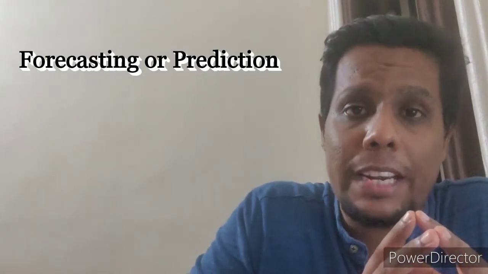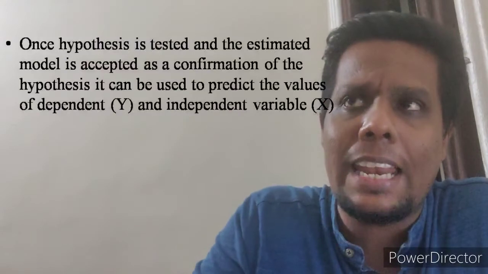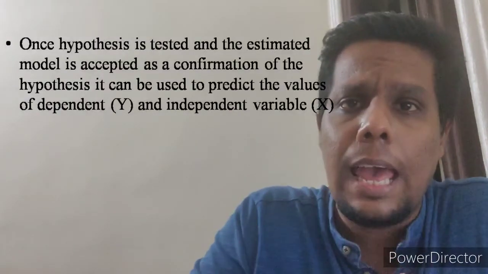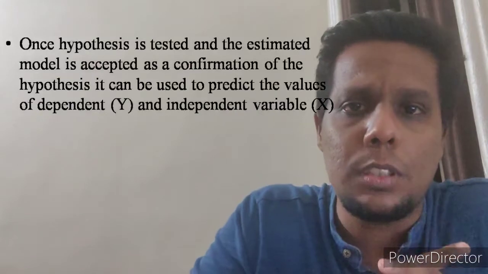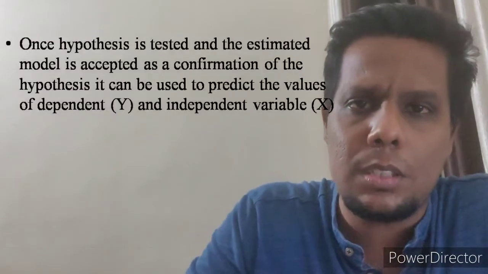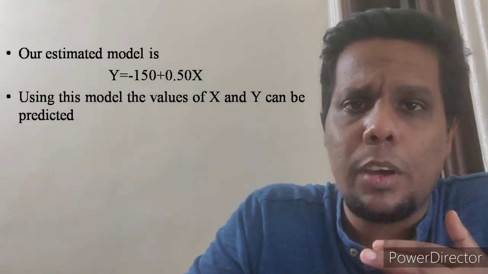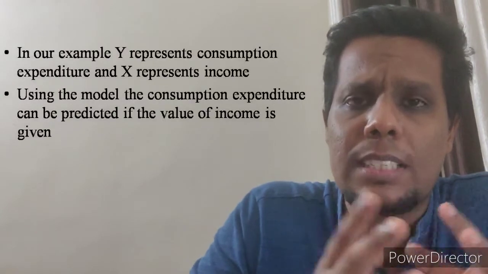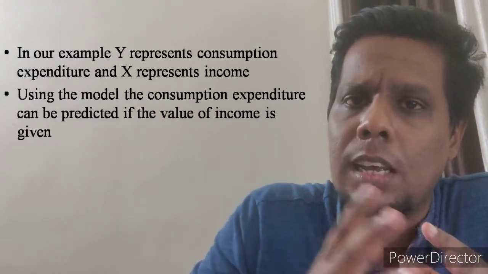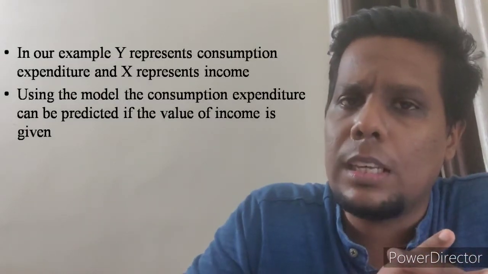So the next step in methodology is forecasting or prediction. Once we have done the hypothesis testing and accepted our estimated model as a confirmation for our hypothesis, we can use the model for predicting the values of independent as well as the dependent variables. Our estimated model was y is equal to minus 150 plus 0.50x. In our example, y represents consumption expenditure and x represents income. So consumption expenditure becomes the dependent variable and income becomes the independent variable.